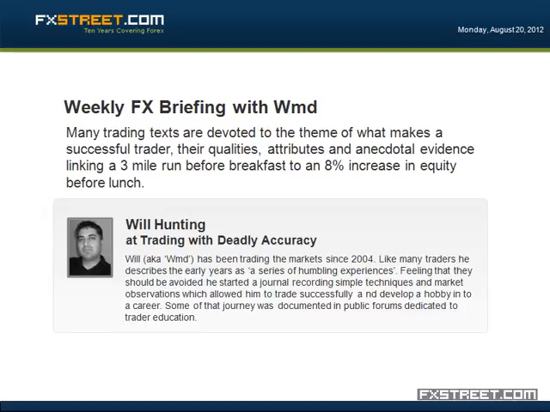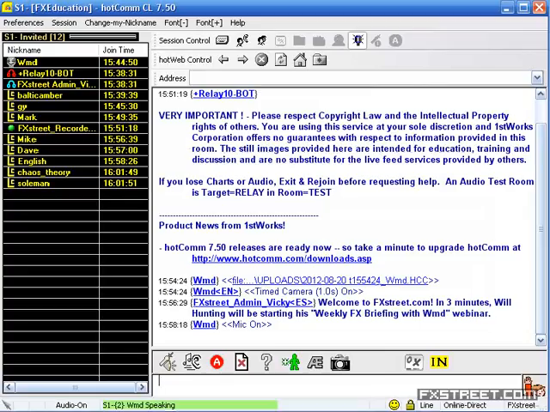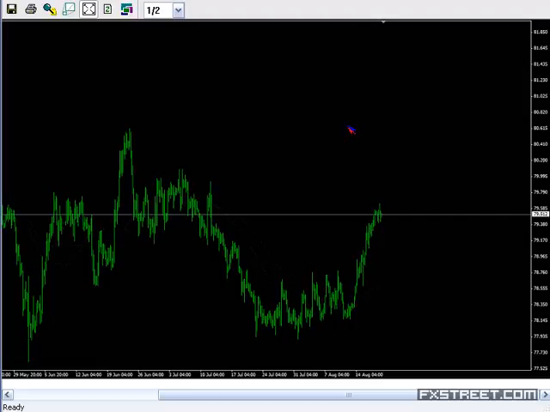We're going to work our way through the majors this morning and then some of the commodity currencies and some of the commodity crosses. The key objective of this session is to highlight lines and levels of interest when it comes to taking a trade.